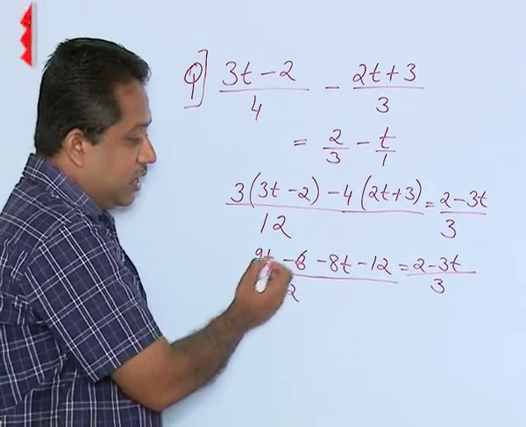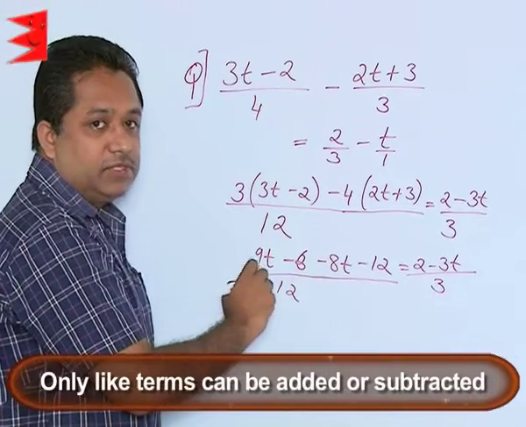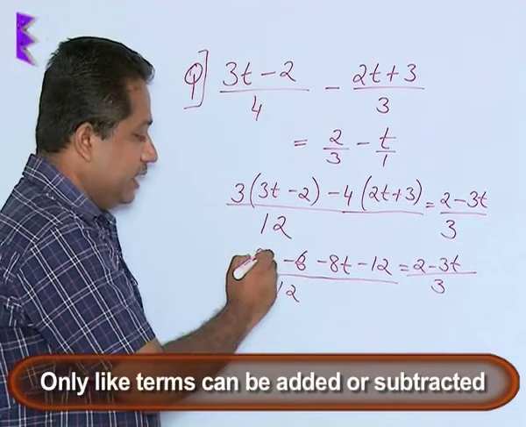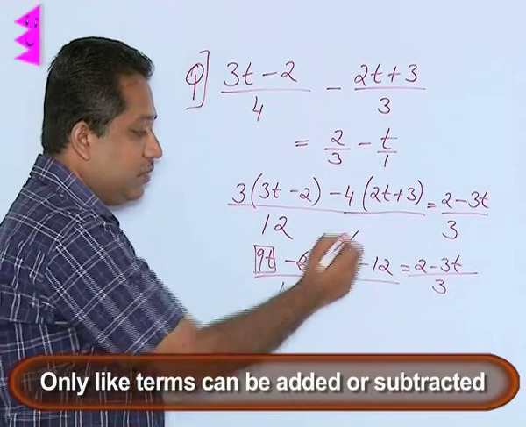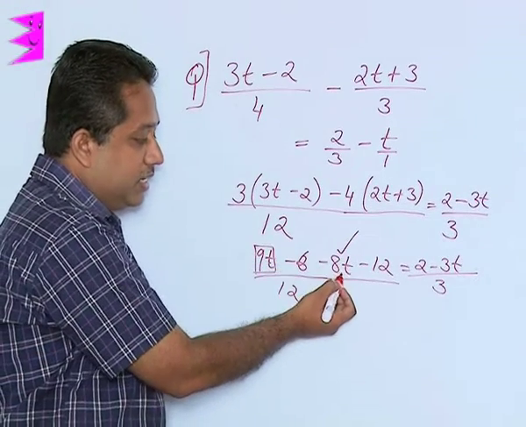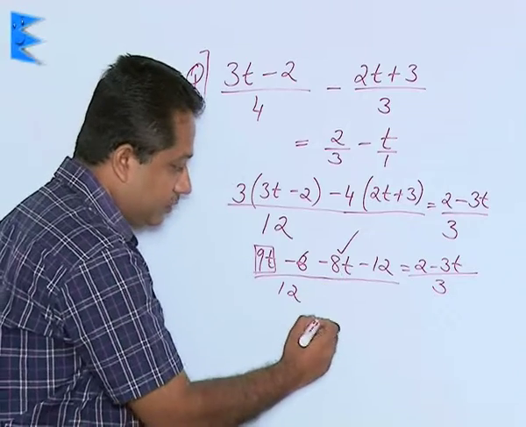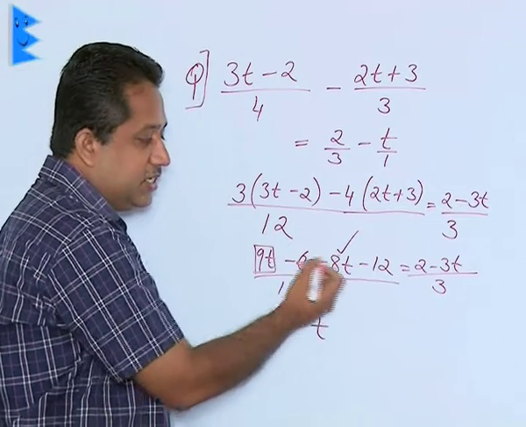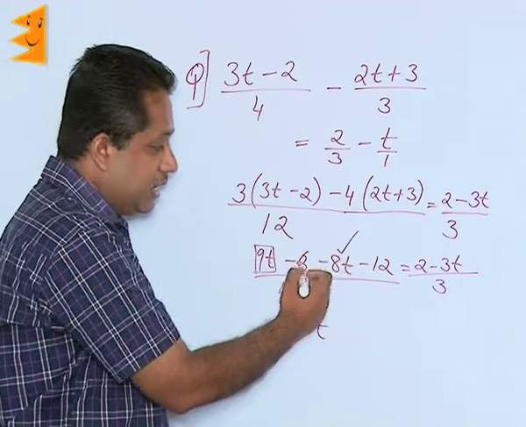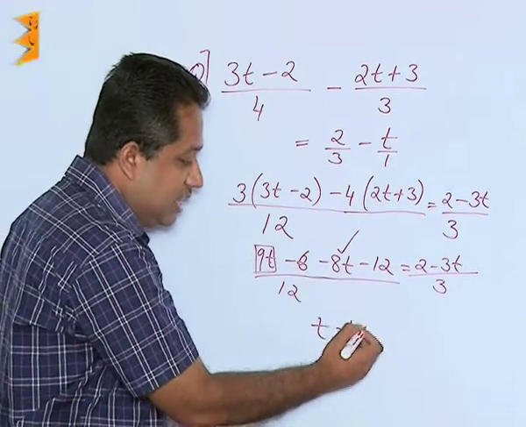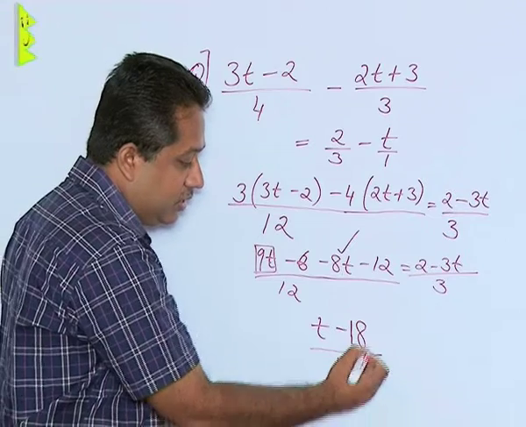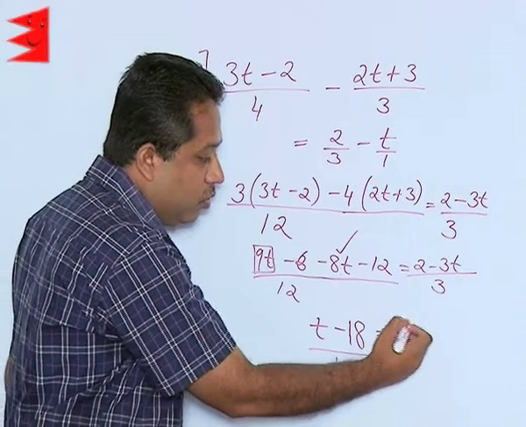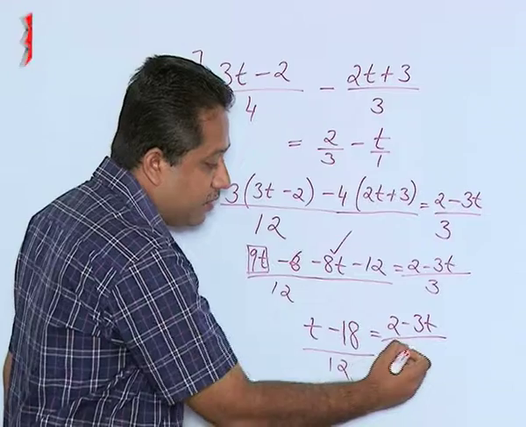Now, look at the like terms. Only like terms can be added or subtracted. So, the like terms here you will find one is 9t and the other is 8t. So, 9t and minus 8t will become positive t. Minus 6 and minus 12 when you add is going to become minus 18, upon the denominator 12, is equal to (2 - 3t) upon 3.